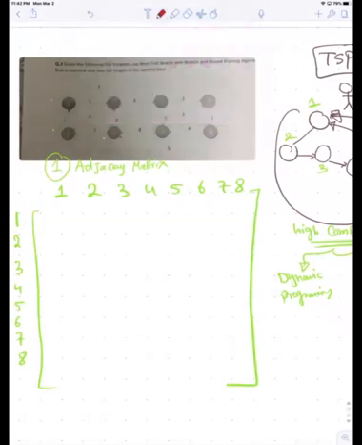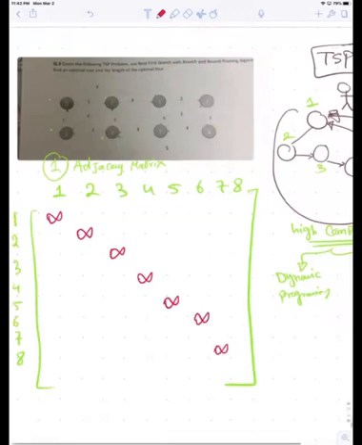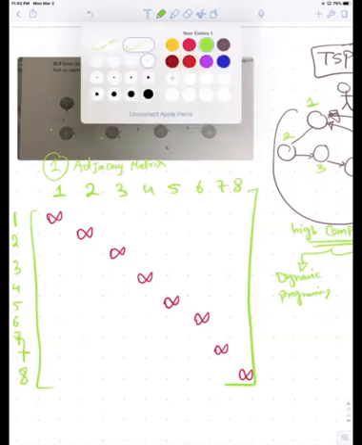Of course, going from 1 to 1 is infinity. Going from 2 to 2 is infinity, 3 to 3 is infinity, 4 to 4 is infinity, 5 to 5 is infinity, 6 to 6 is infinity, 7 to 7 as well infinity, and 8 to 8 is infinity. Maybe I have to get this one a little bit lower. This is 7.